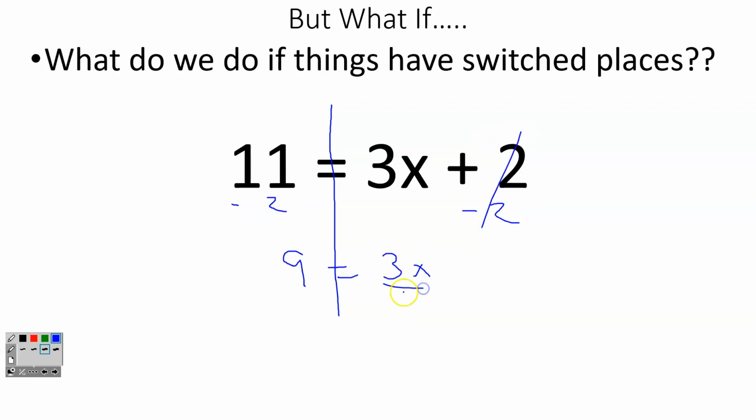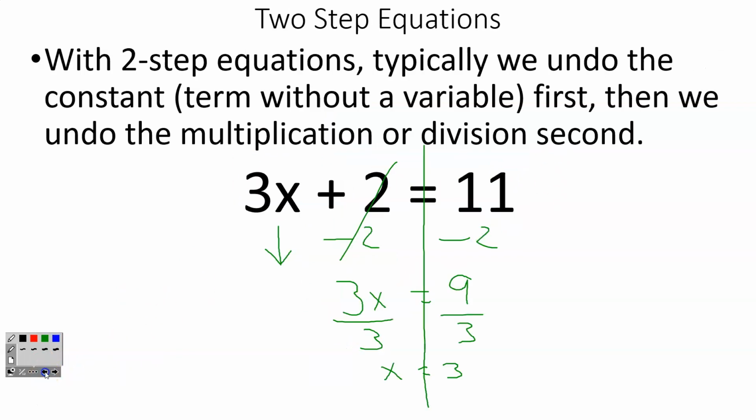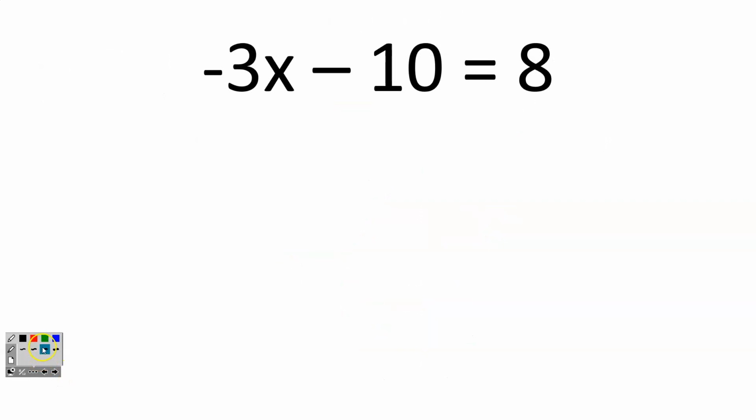So the process is still the exact same as what we just did. So there you go, and there's your answer. Now the good thing about this is if this bothers you, having the answer on this side and the variable on this side, you could always rewrite it and switch it back to something you're more comfortable with. So we're just going to go through and do a couple of problems.